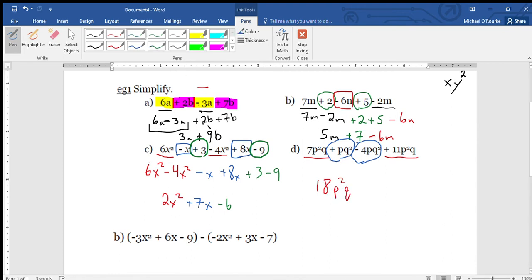And then the p q squared terms: 1 minus 4 is going to be negative 4p q squared.